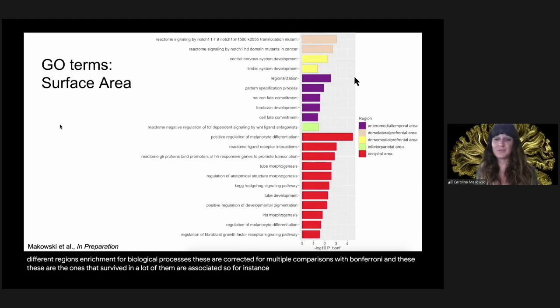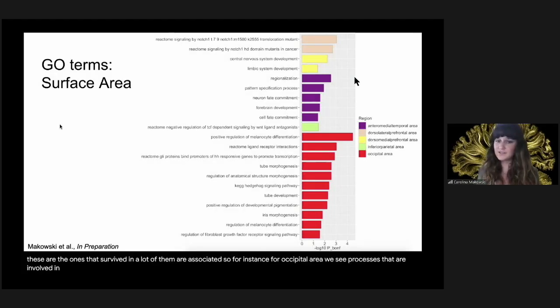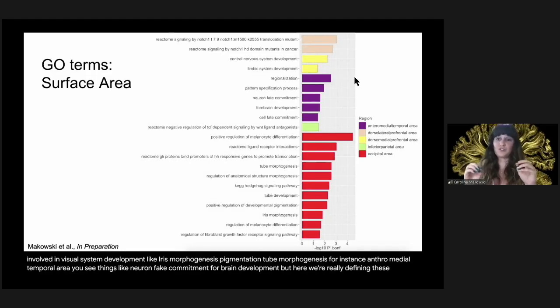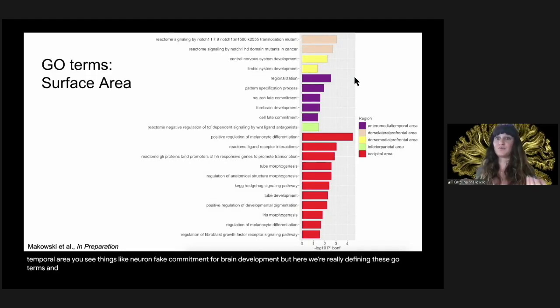So for instance, for occipital area, we see processes that are involved in visual system development, like iris morphogenesis, pigmentation, tube morphogenesis. For instance, anteromedial temporal area, you see things like neuron fate commitment, forebrain development. But here we're really defining these GO terms with respect to specific regions.